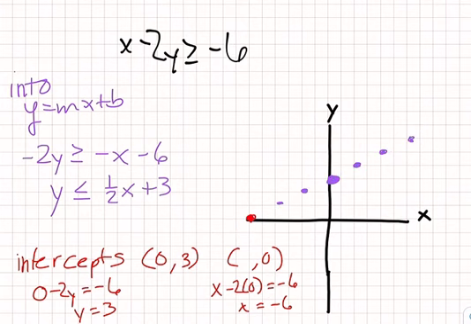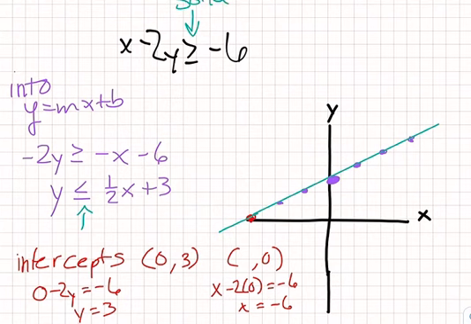So from here, we need to have a solid line because it says equal to. So this means it's solid. Or I could even look up here and know it's a solid line.